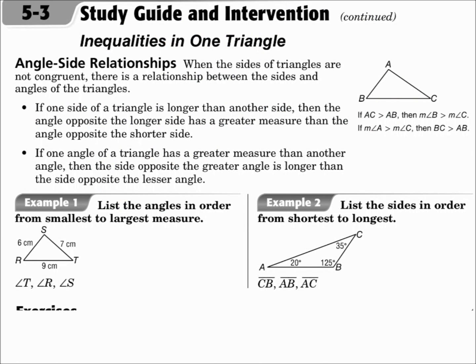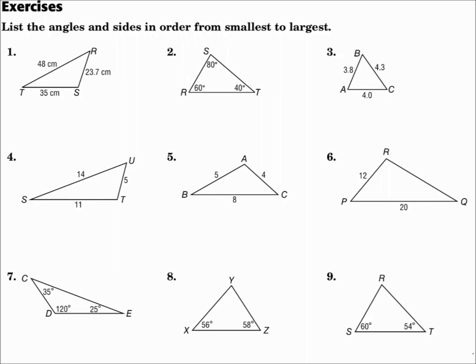In a triangle, there are angle-side relationships. When the sides of a triangle are not congruent, then you can look at the side lengths and know the angle measures, or vice versa. The smallest angle is across from the smallest side, the middle angle is across from the middle side, and the biggest angle is across from the biggest side. List the angles and sides in order from smallest to largest.